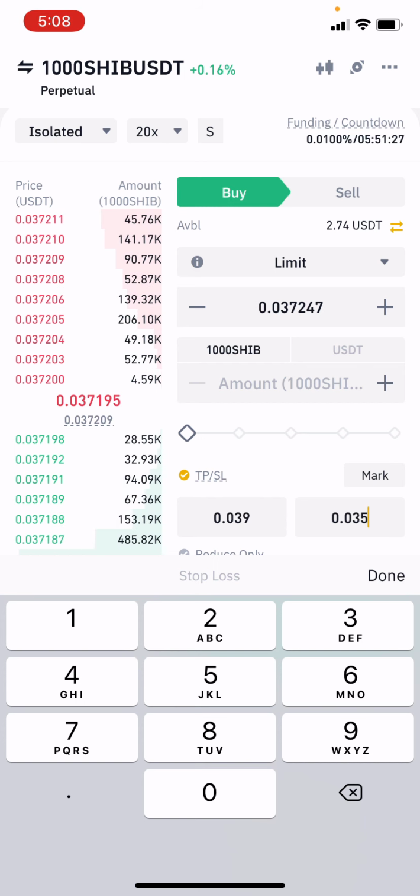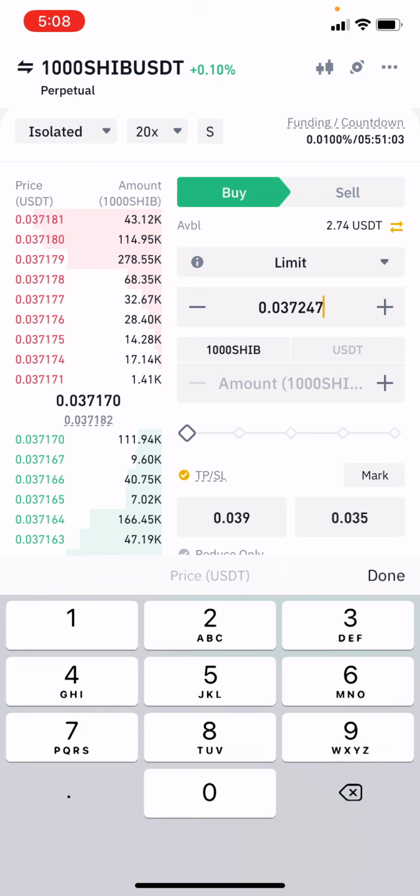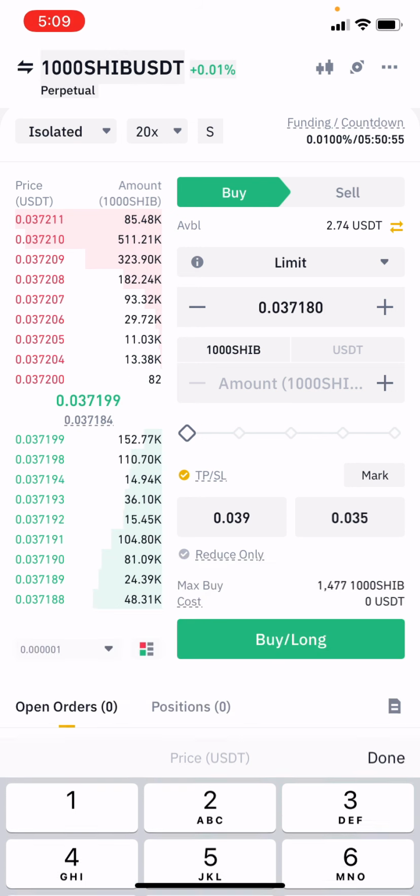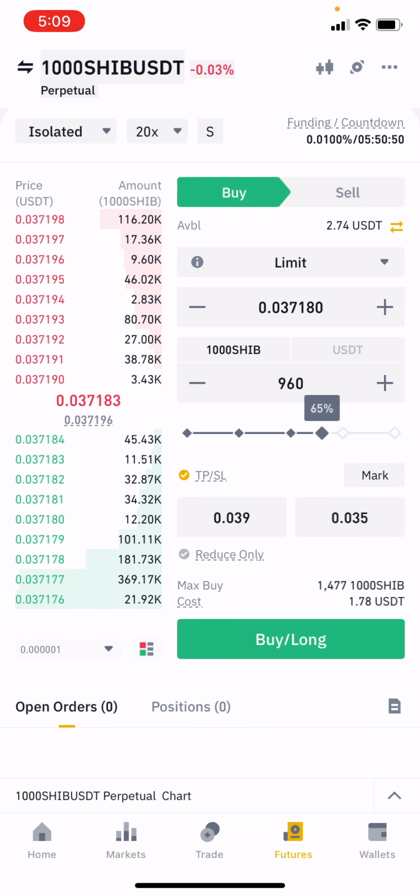You can equally just put it that the market should stop the trade and take out my profits when it pumps to 0.039. That is you not being greedy. And let it stop loss when the trade is against me at 0.035. So the current market price has dipped already, so put it at 0.037. Let's put 180.